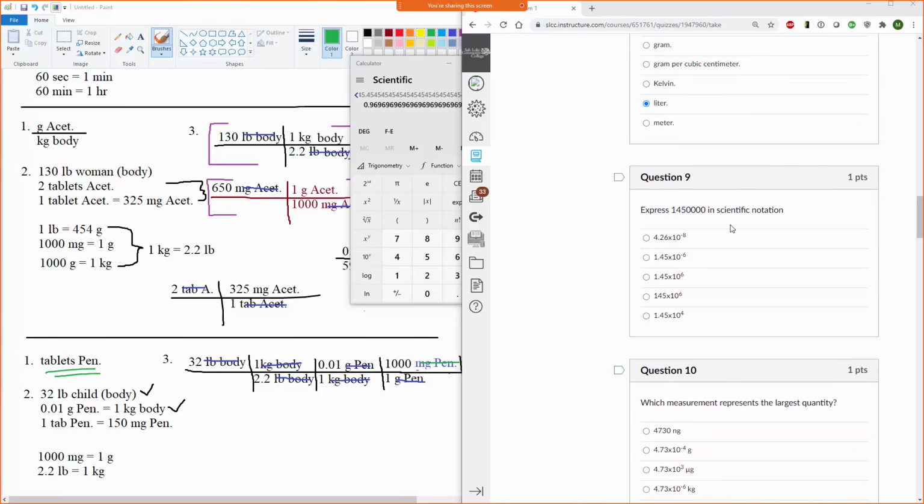Excellent. Okay, express this number in scientific notation. Good. Okay, so if your decimal point is here, you move it to the left 1, 2, 3, 4, 5, 6. You're going to get 1.45 times 10 to the 6, just as Sarah noted. That's how she got that answer. Any questions on that one?